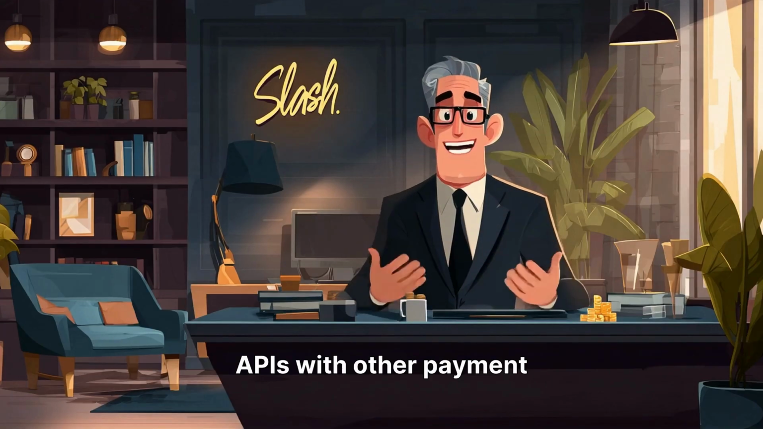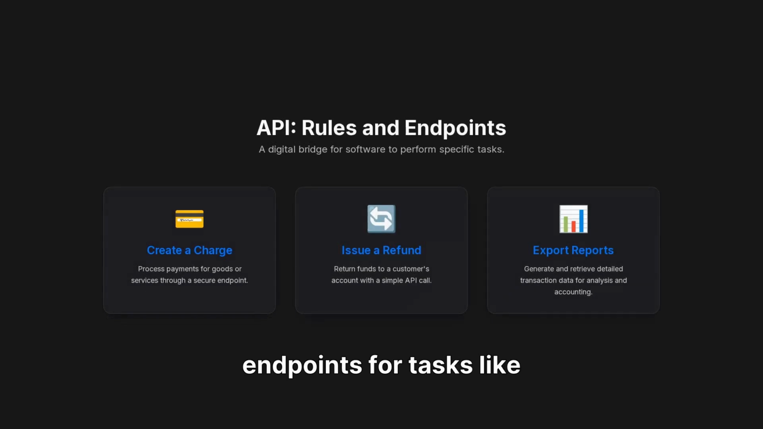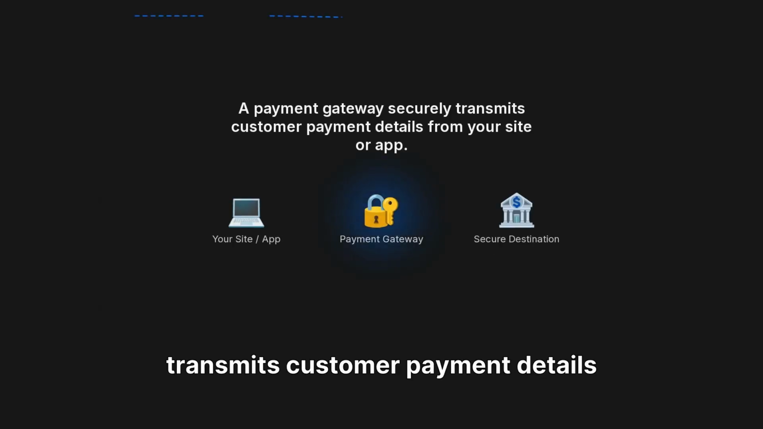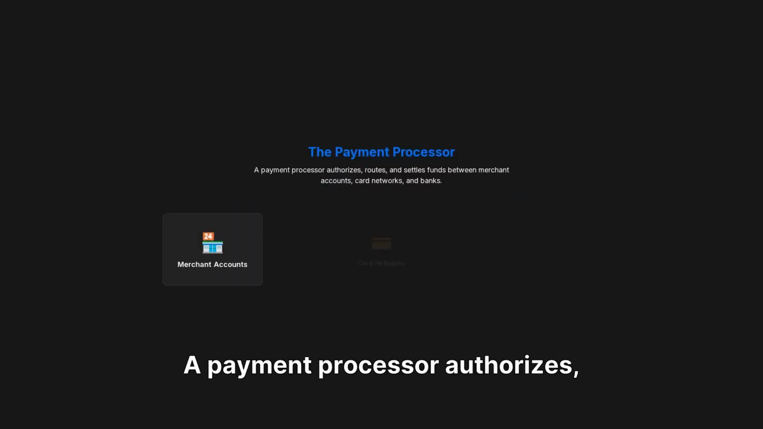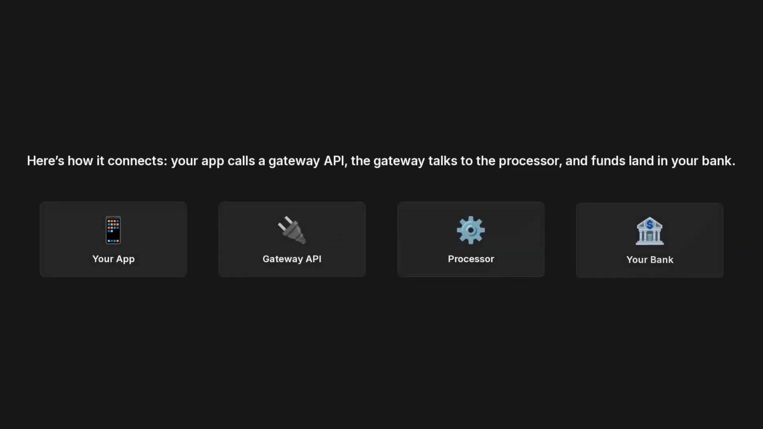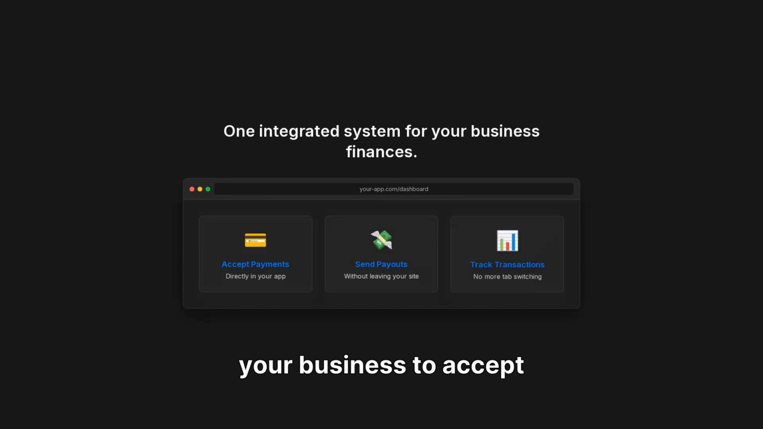It's easy to confuse APIs with other payment tools, so let's clarify. An API is a set of rules and endpoints for tasks like creating a charge, issuing a refund, or exporting reports. A payment gateway securely transmits customer payment details from your site or app. A payment processor authorizes, routes, and settles funds between merchant accounts, card networks, and banks. Here's how it connects. Your app calls a gateway API, the gateway talks to the processor, and funds land in your bank. A payment API allows your business to accept payments, send payouts, and track transactions directly within your website or app without switching tabs.